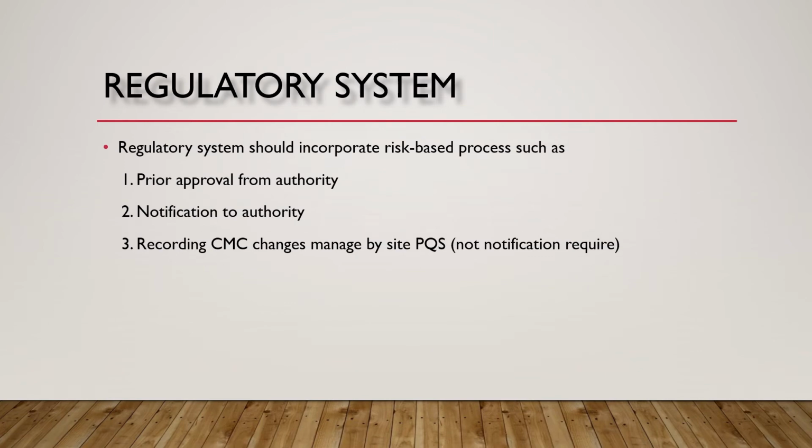Regulatory system. The regulatory system should incorporate risk-based processes such as prior approval from the authority, notification to the authority, and recording of CMC changes managed by the site pharmaceutical quality management system. This does not require notification. With this type of risk-based change, the regulatory authority expects associated information from the marketing authorization holder and then decides the time frame for the decision.